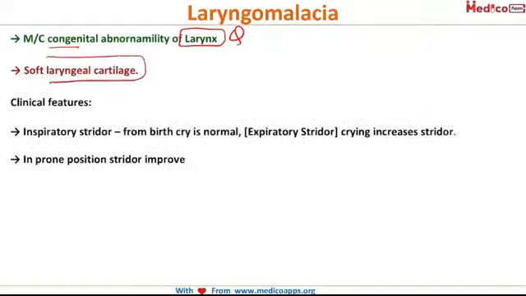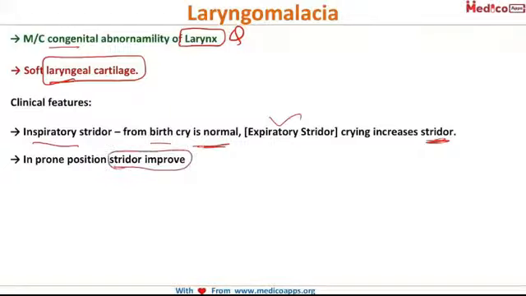It's nothing but a soft laryngeal cartilage. The laryngeal cartilage in these children is extra soft. So the clinical features: the patient presents with inspiratory stridor from birth. Cry is normal, but there is expiratory stridor. So crying increases stridor.